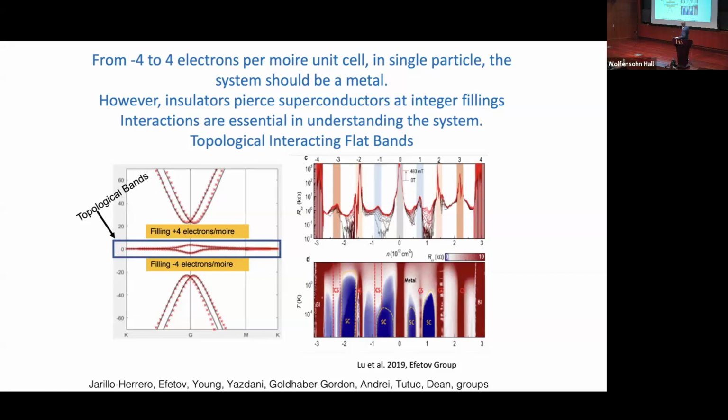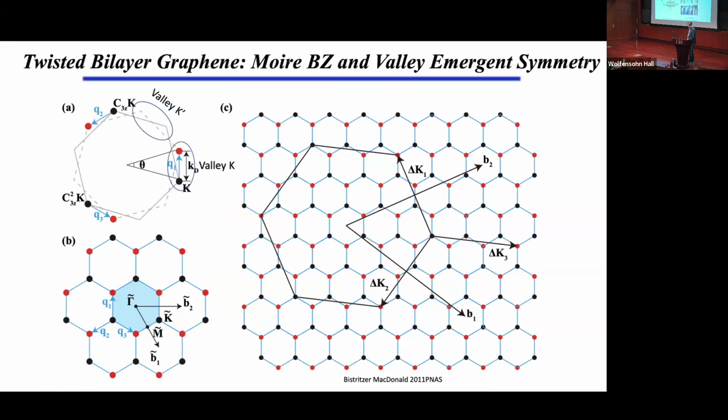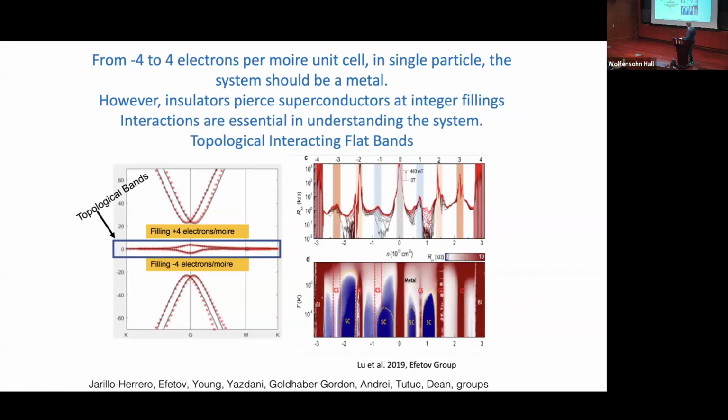But of course, you could look here at filling 2, and you see an insulator. And here you see a superconductor in between, at fractional filling, etc. So the purpose would be to explain not only these insulators, which I think Mike explained, right? Hopefully, probably, very likely.